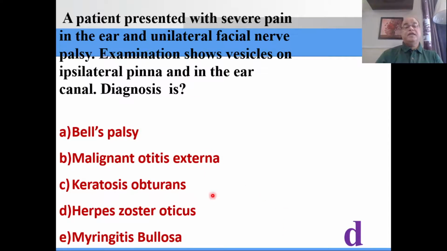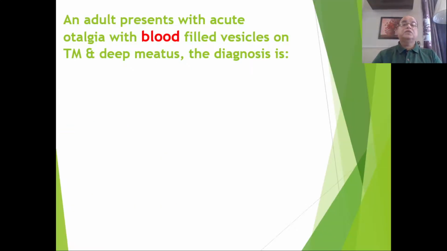So the answer here is, because there are vesicles involving the pinna and the external auditory canal and facial nerve paralysis, this is what is called herpes zoster oticus. Next question: an adult presents with acute otalgia with blood-filled vesicles on the tympanic membrane and deep meatus. The diagnosis, as I just discussed in the last slide, is Myringitis bullosa haemorrhagica or Otitis externa haemorrhagica.